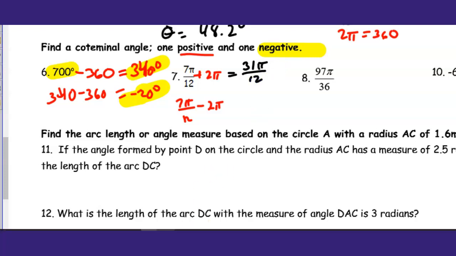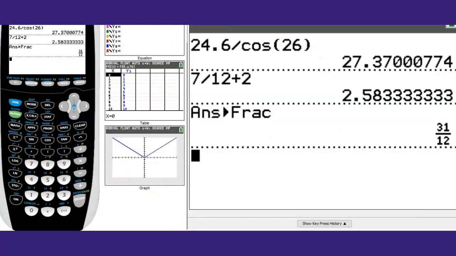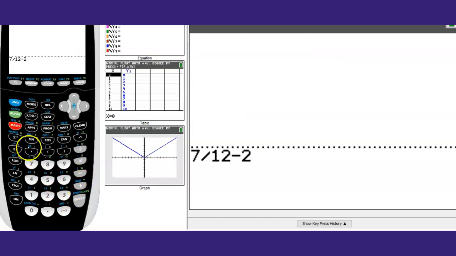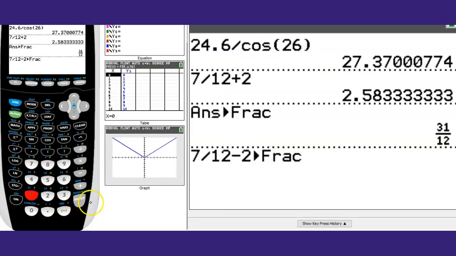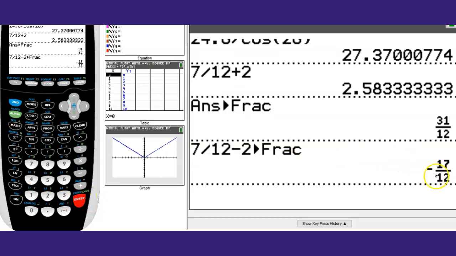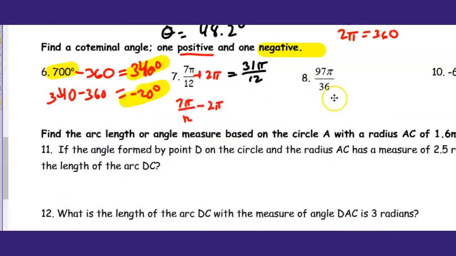And if I do the same thing, if I do 7 over 12 for 7 pi over 12 minus 2, math fraction. All right, right there, negative 17 over 12. Which means my answer is going to be negative 17 pi over 12, like that, okay?